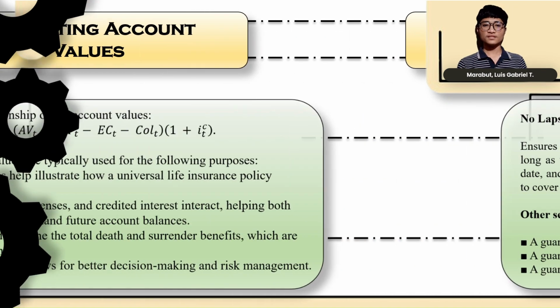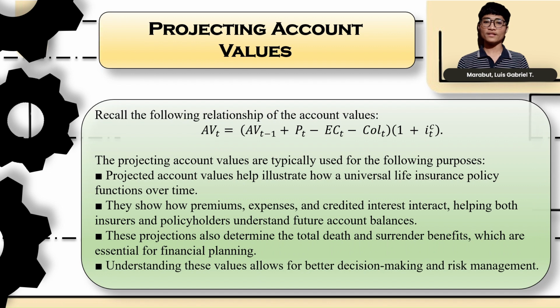So now let's discuss the importance of projected account values in universal life insurance and why they play a crucial role in financial planning. So projected account values help us understand how a universal life insurance policy evolves over time. Since this type of insurance includes both a death benefit and a savings component, tracking account values allows us to see how the policy grows and how different factors influence it over time.